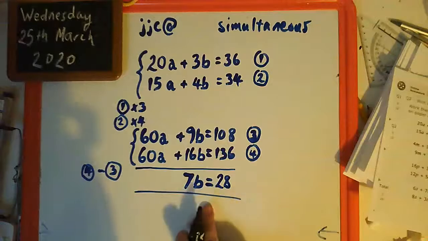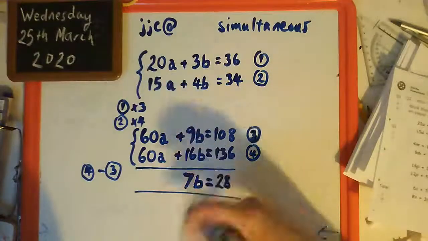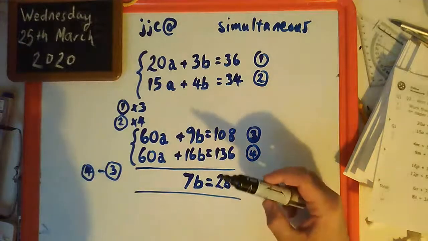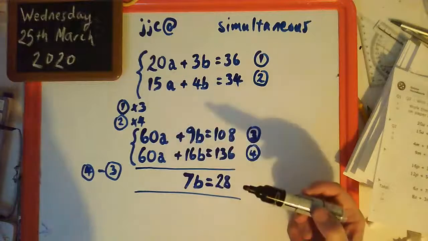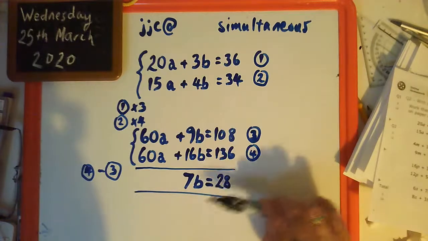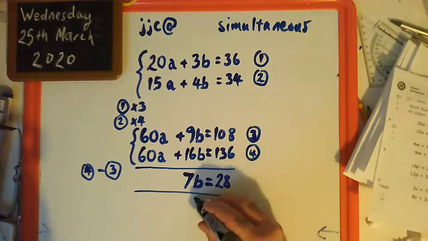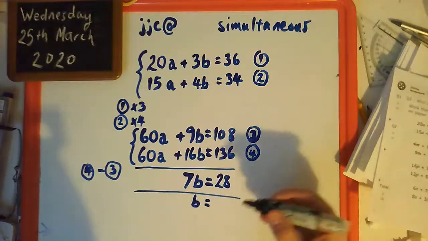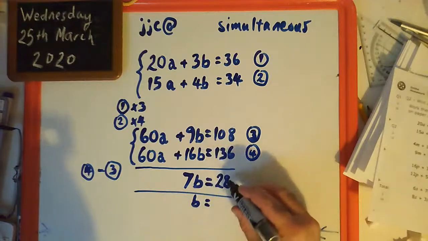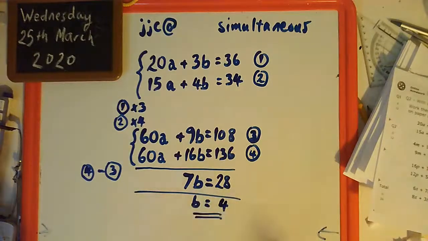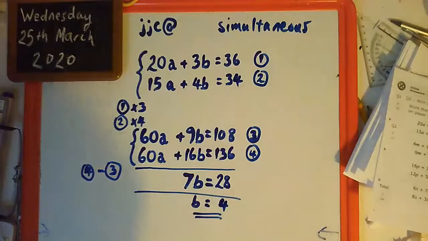7b equals 28. So making the a's the same and then subtracting one whole equation from another has enabled us to eliminate a from the problem. And then we've just got a simple equation that's one equation with one unknown thing. 7b equals 28. I don't want to know what 7b's are. I want to know what b is on its own. So I divide everything by 7. So I've got to divide the 28 by 7 as well. 28 divided by 7 is 4. So having divided both sides by 7, then b equals 4.